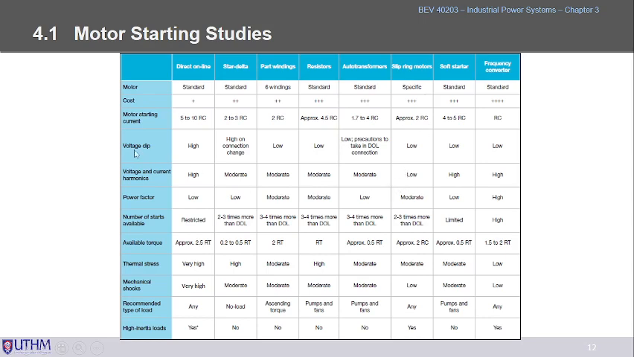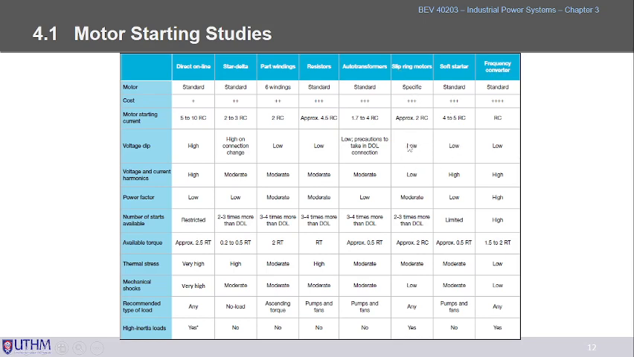Okay? And what about the voltage dip? Once we start our motor, of course the motor will draw so much starting current, and at that particular time our voltage will dip, or sag, and that means the voltage will be reduced. So it depends on which type of starting method you use. If you want a low voltage dip, you can choose the frequency converter, for example the soft starter, or even the slip ring here.